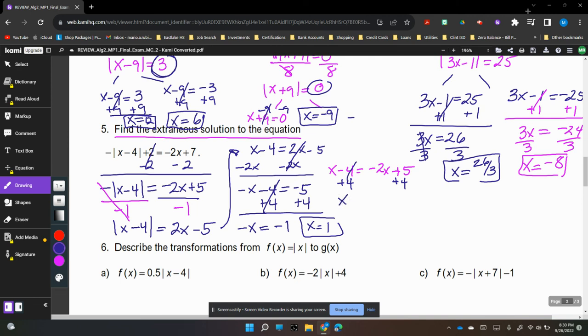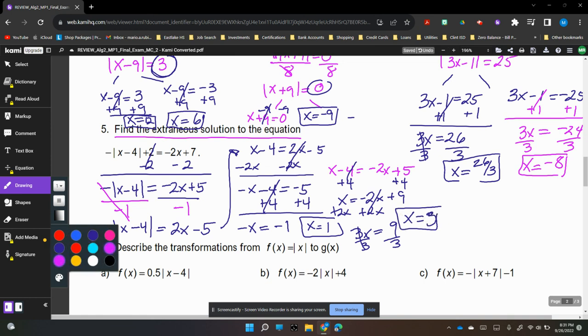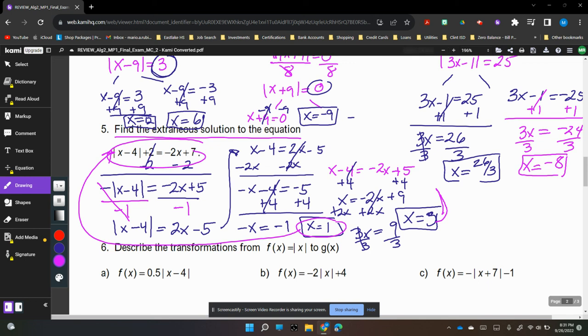Those cancel. I've got x equals negative 2x plus 9. Bring this 2x to the other side. Those will cancel, and then I'm going to have 3x equals 9. Divide by 3. And I've got x equals 3. Now the extraneous solution part is where I take this one, I substitute it back into here, and see if the equation is true or not. Then I do the same for this one. I plug it back into this equation and see if it makes it true. If it's true, it's a good solution. If it's not true, it's extra.